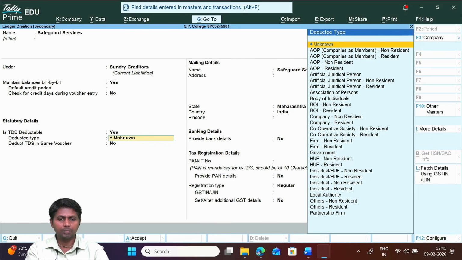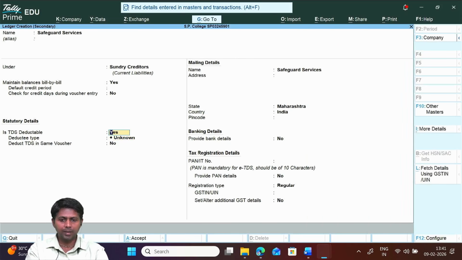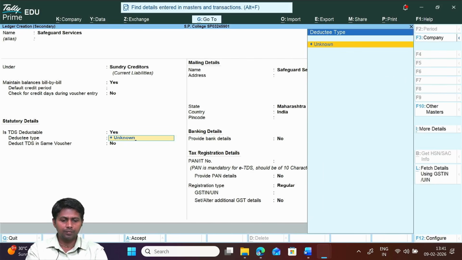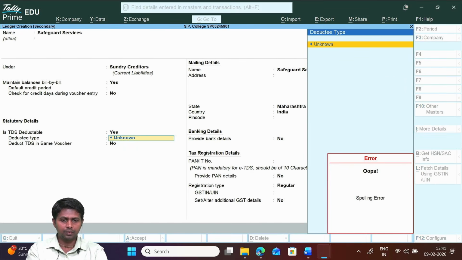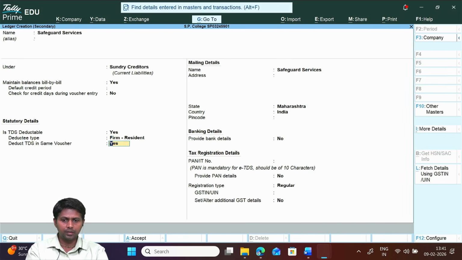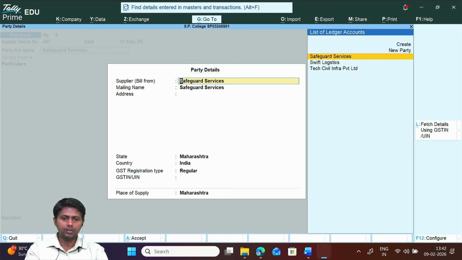And then after that, firm, let's say firm, firm, resident, enter, enter, enter. We don't have PAN, this will remain as it is, blank, enter, enter, enter. We don't have these details, yes, enter, and then here we want security.